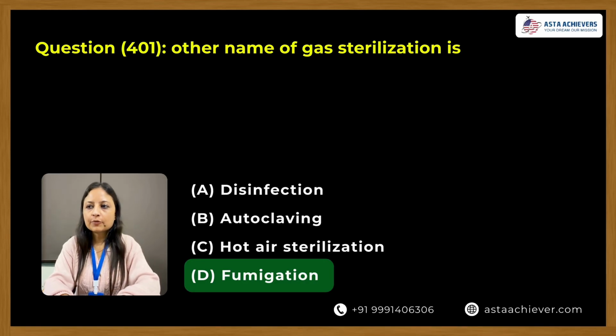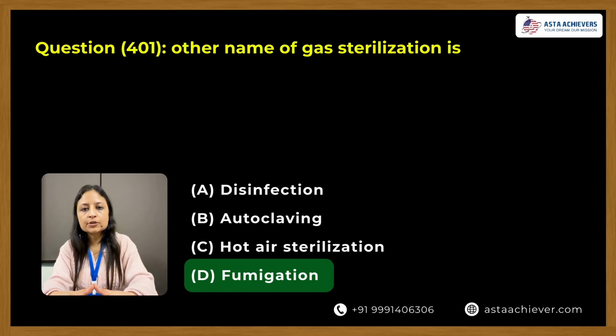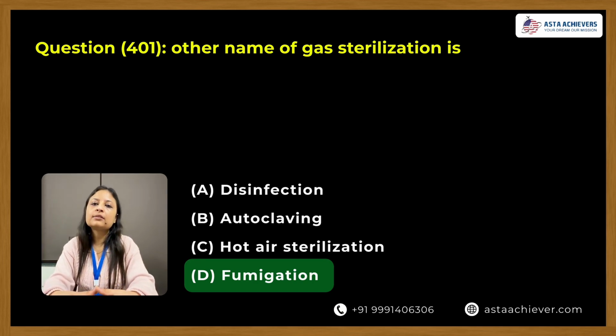Question number 401. Other name of gas sterilization is: option A, disinfection; option B, autoclaving; option C, hot air sterilization; and option D, fumigation. So option D, fumigation, is the correct answer, because in hospital, fumigation is a critical process of sterilization using chemicals like hydrogen peroxide and formaldehyde to kill bacteria, fungi and spores.